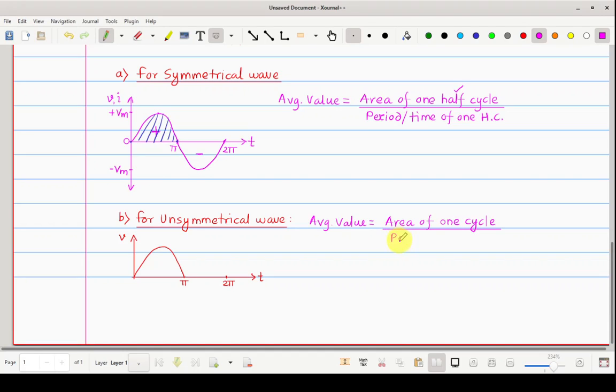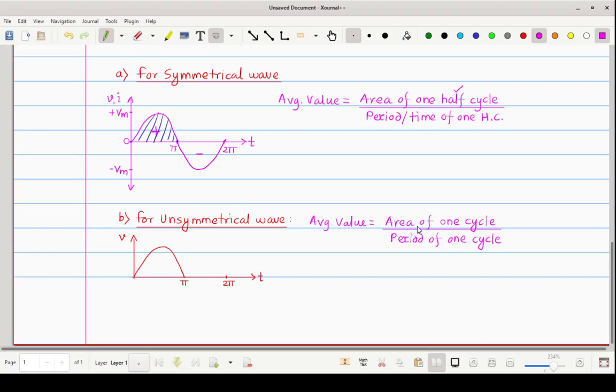Okay. So, the period of one cycle. You have to take the area of one cycle and divide it by the period of that one complete cycle. So this is nothing but the average value for an unsymmetrical wave. What is the difference? In a symmetrical wave, you take the area of half cycle upon the time period of half cycle. Now you are taking the area of the complete cycle upon the period of that complete cycle. Okay, so this is nothing but your average value for an unsymmetrical wave.